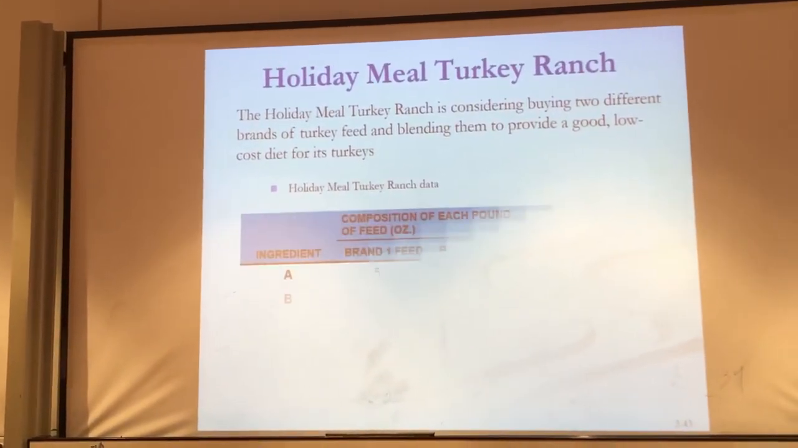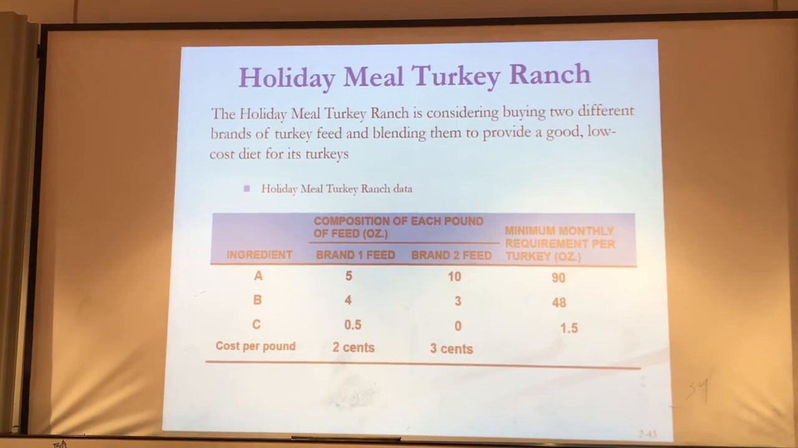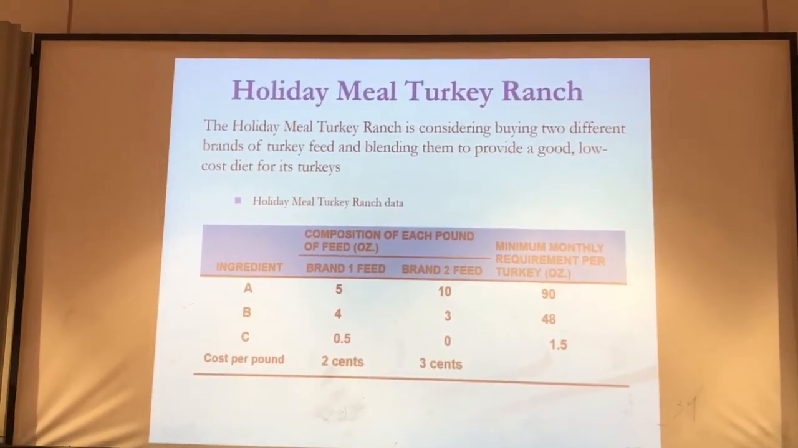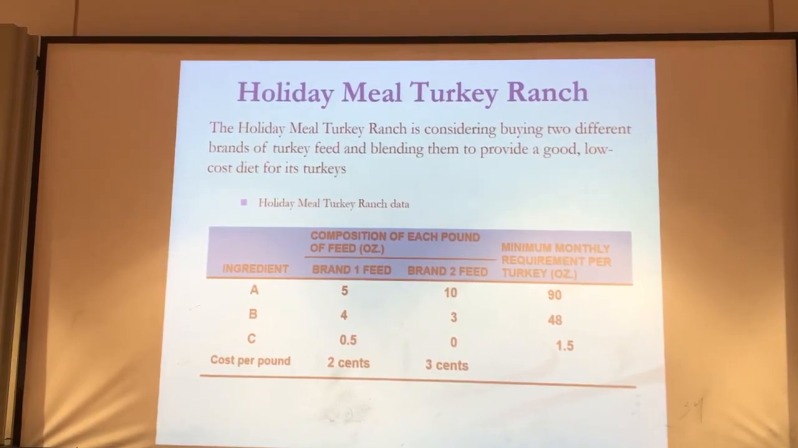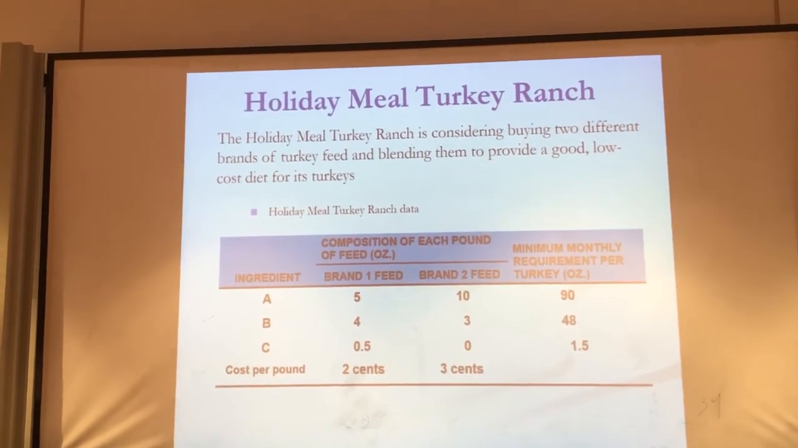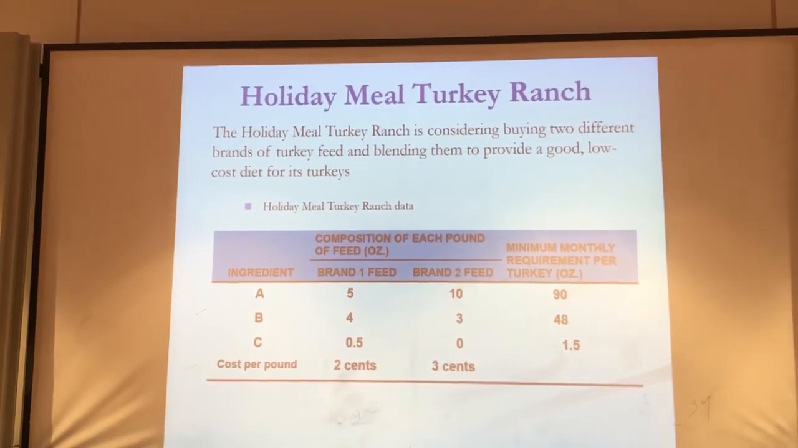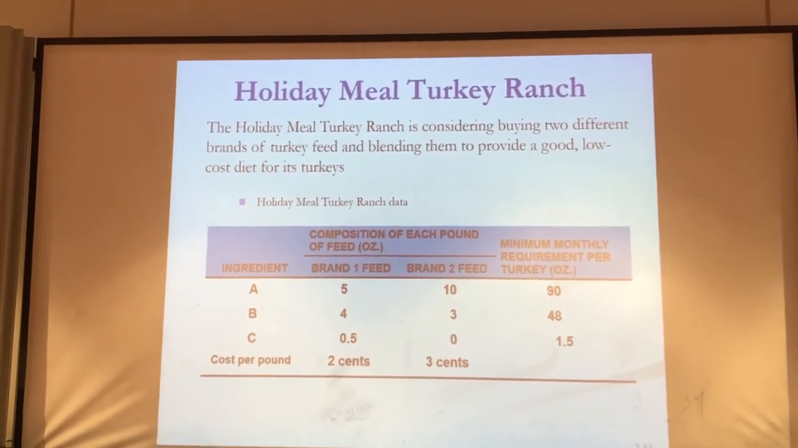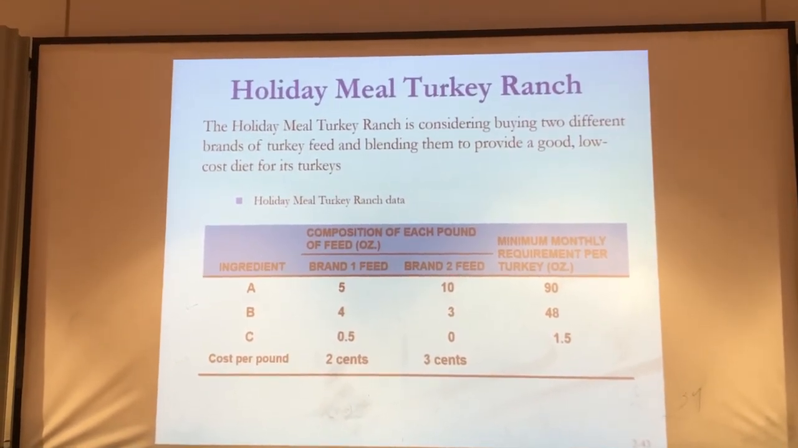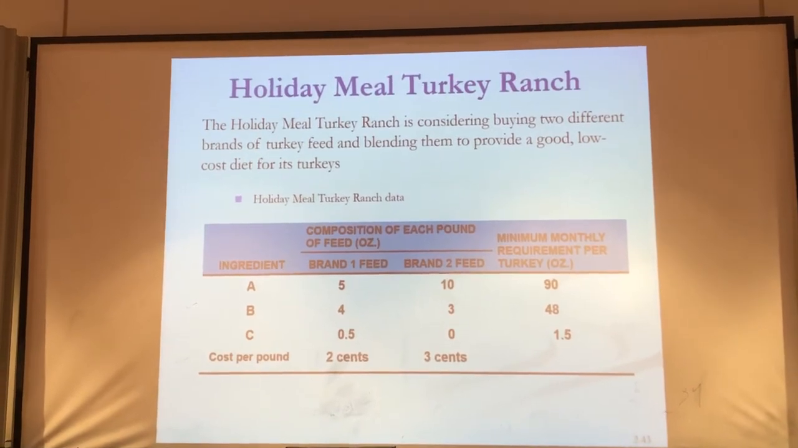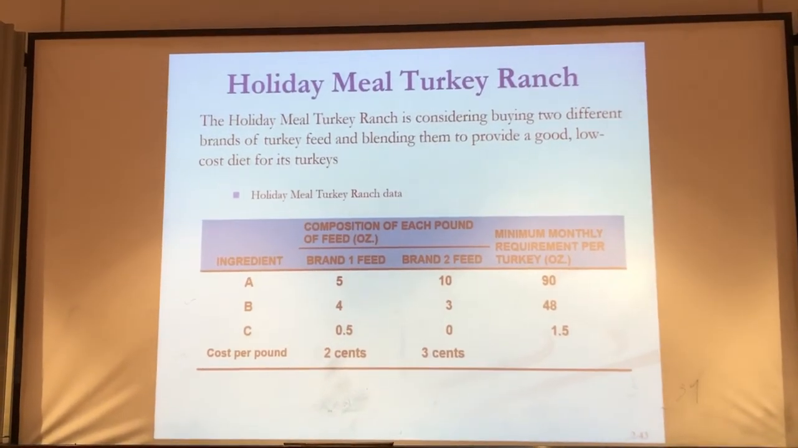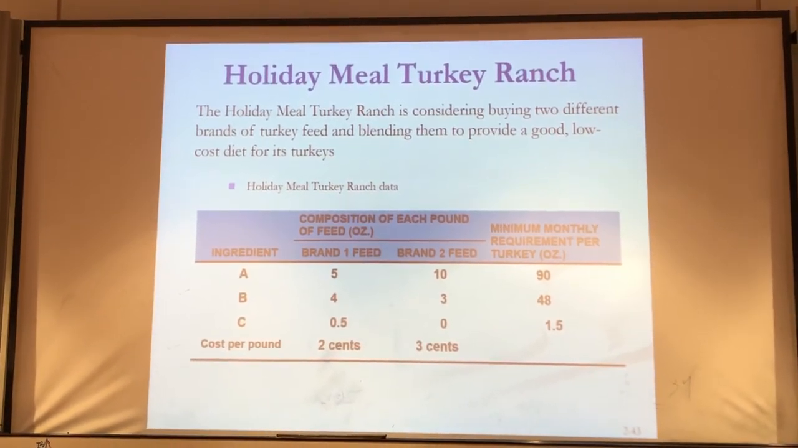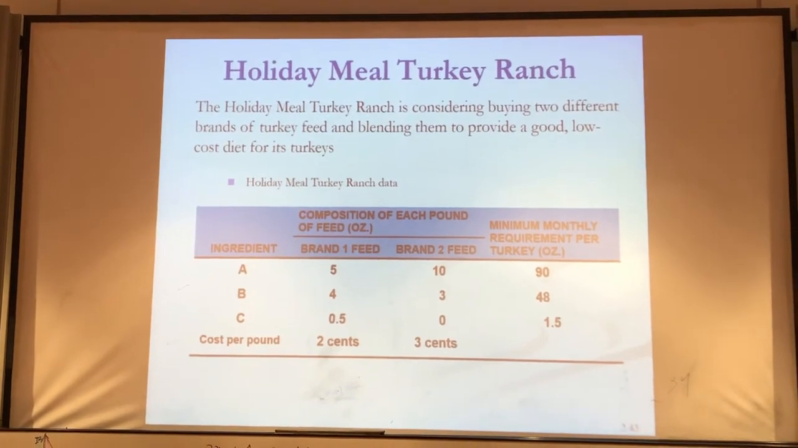I suggest that you formulate this problem. The Holiday Meal Turkey Ranch is considering buying 2 different brands of turkey feed and blending them to provide a good low-cost diet for its turkeys. So there is a ranch where the turkeys are. You want to feed them and make them fat so that you can sell them at a higher price, and yet you want to minimize the cost as well. And these are the 2 brands we have.